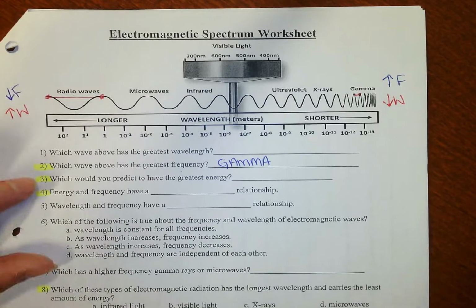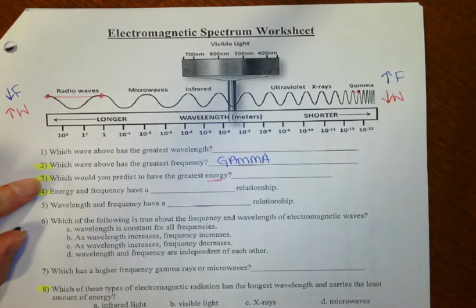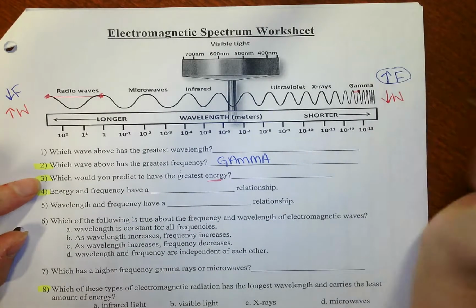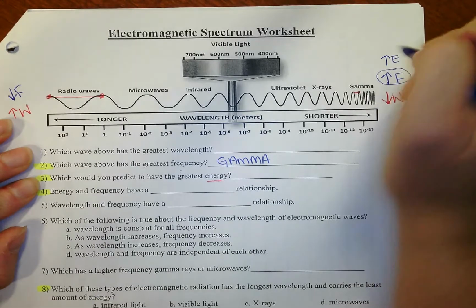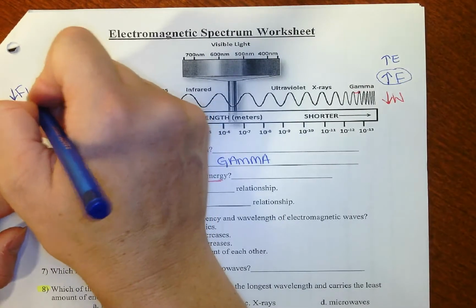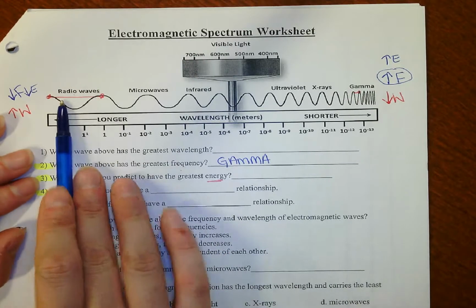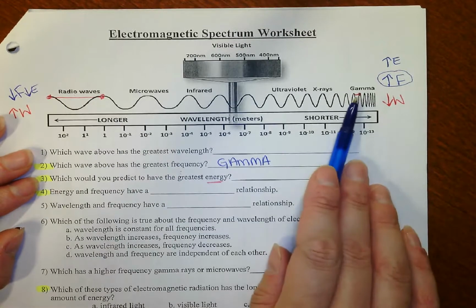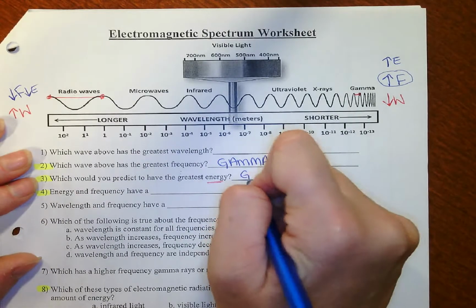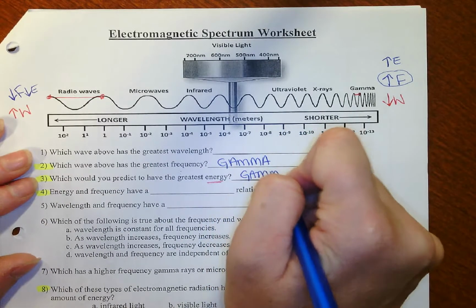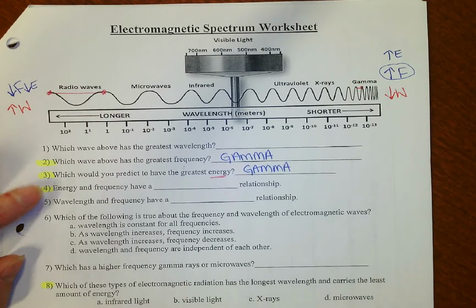For number 3, it says, which one do you predict to have the greatest energy? For waves, energy is equal to frequency. So I'm going to say this is also highest energy, and if this is lowest frequency, this is lowest energy. So the greatest energy, are radio waves more dangerous or are gamma waves more dangerous? Well, gamma rays are going to be our most dangerous because they have the greatest energy. So that leads us to our number 4 answer.